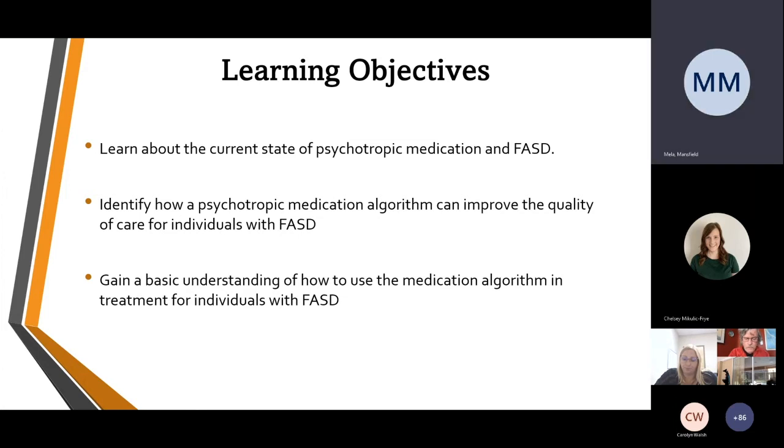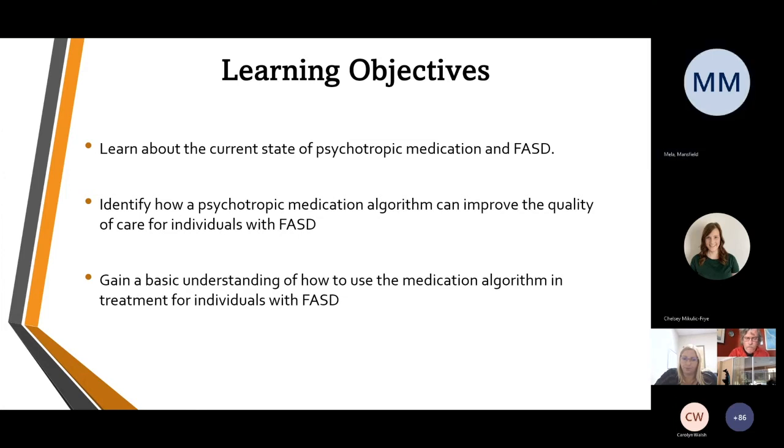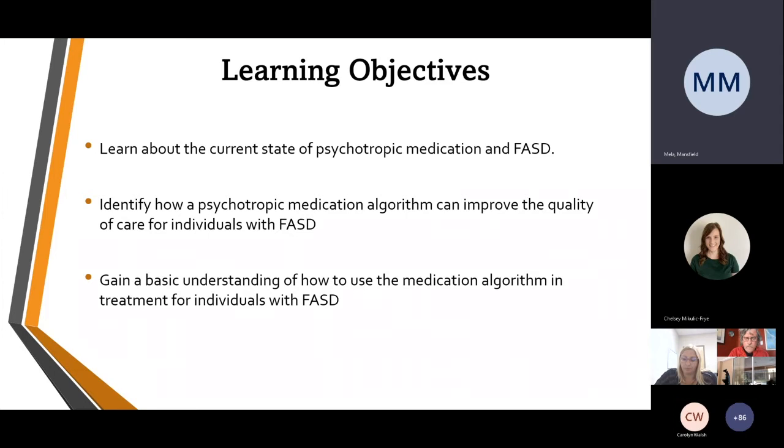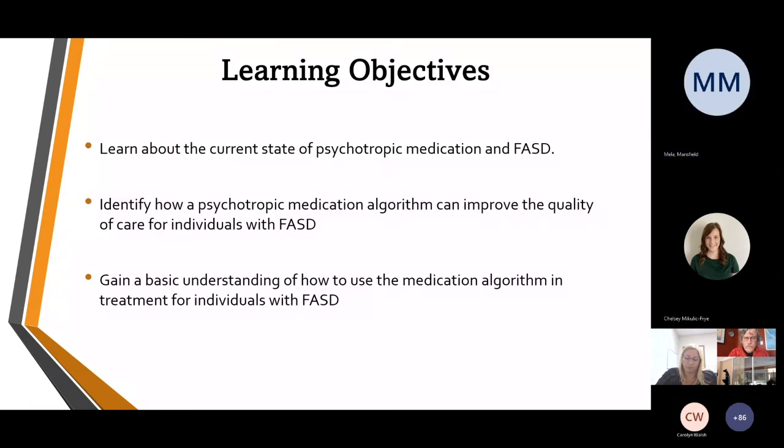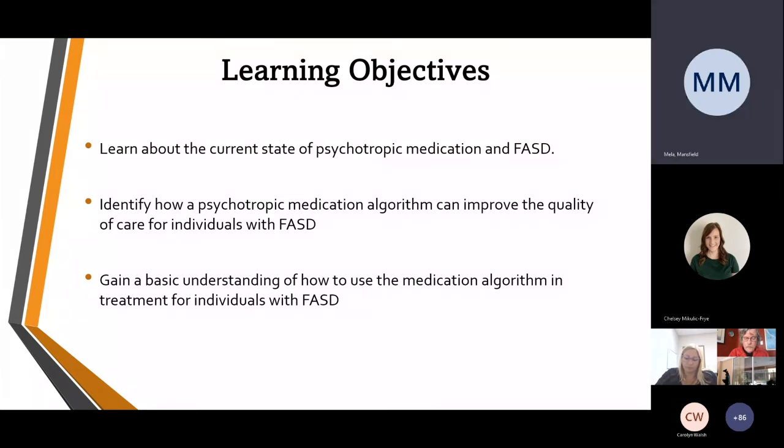I hope also that by the end of the presentation, if there are specific clinicians in the audience or even the families, you see that we provided a step-by-step approach on how this can actually be practically carried out.